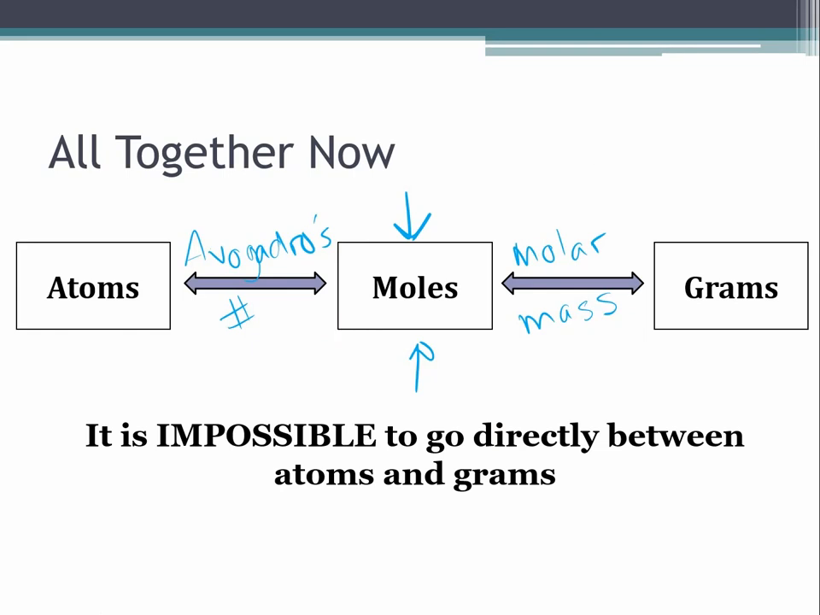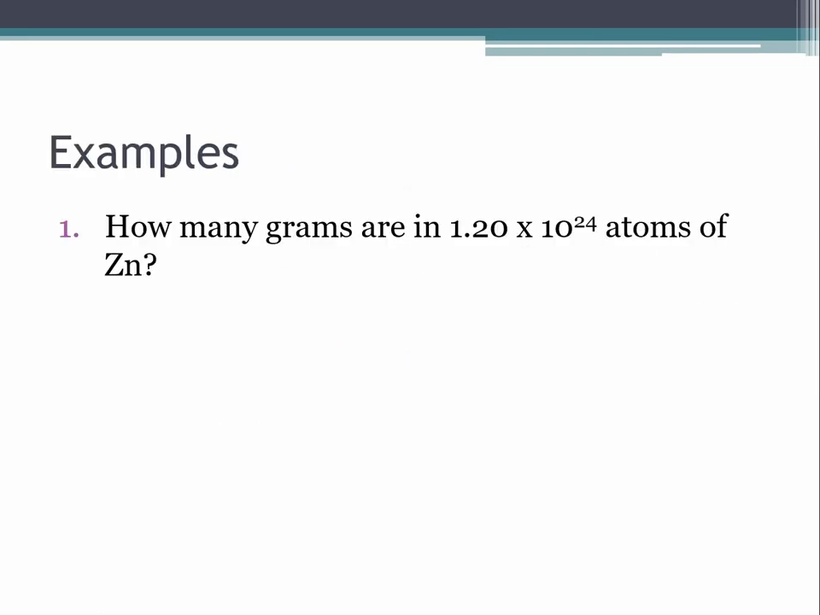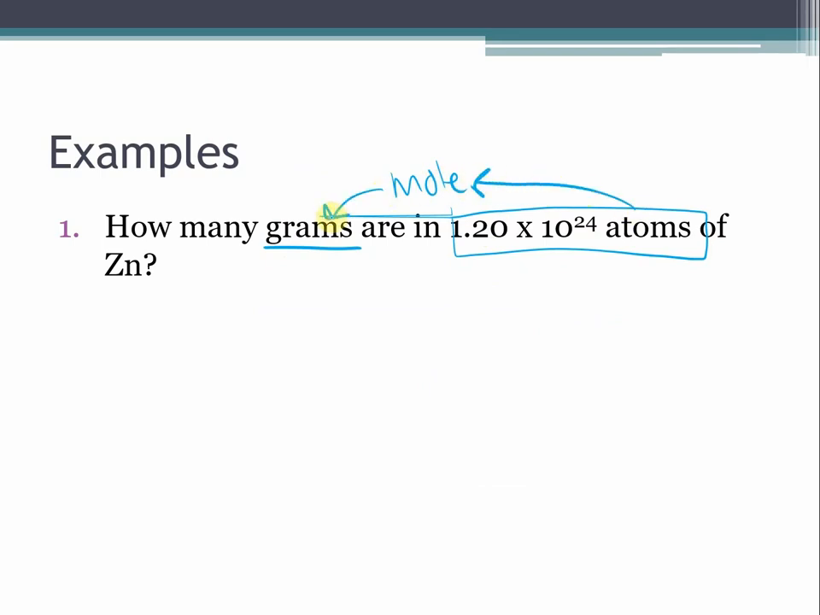All right, here we go. Our first example says how many grams are in 1.20 times 10 to the 24th atoms of zinc. So we're trying to go from atoms to grams. We don't see moles in this problem, but we have to put moles here because moles has to be in the middle. We'll go atoms to moles and then moles to grams. So let's go ahead and set this up. Step 1, start with what you know.